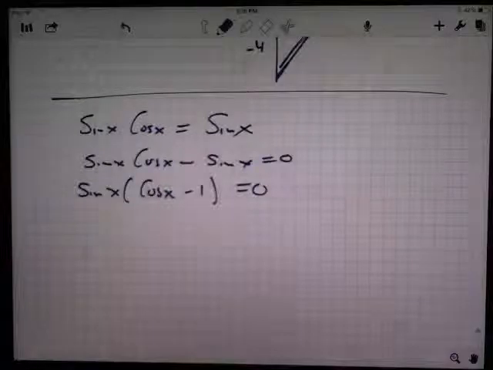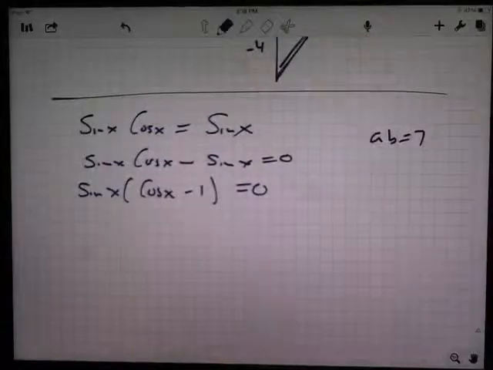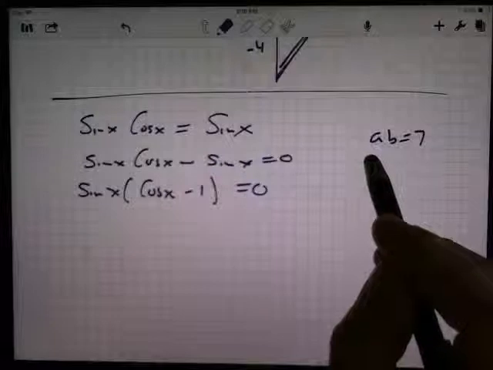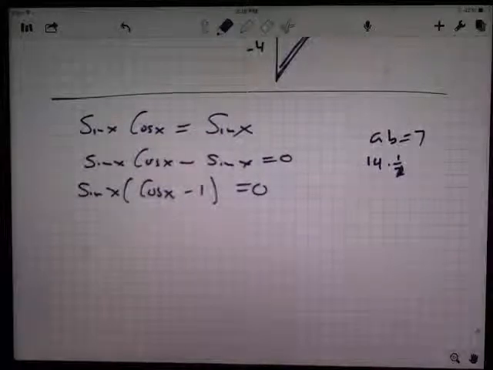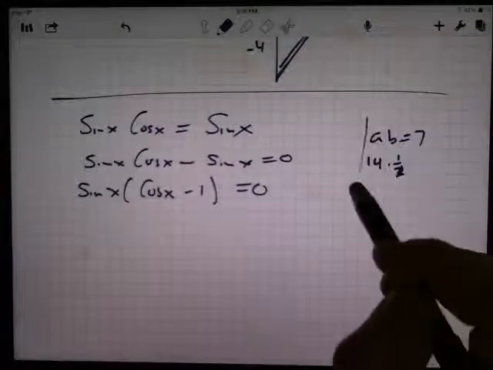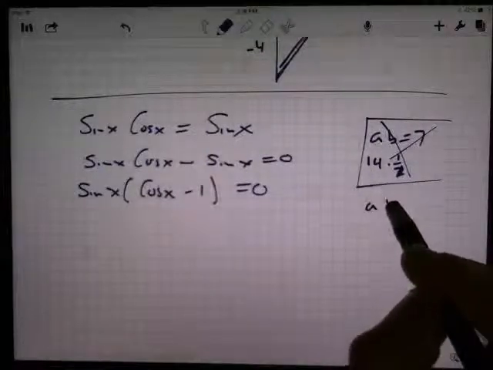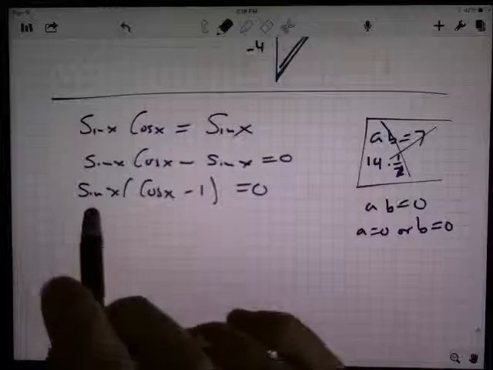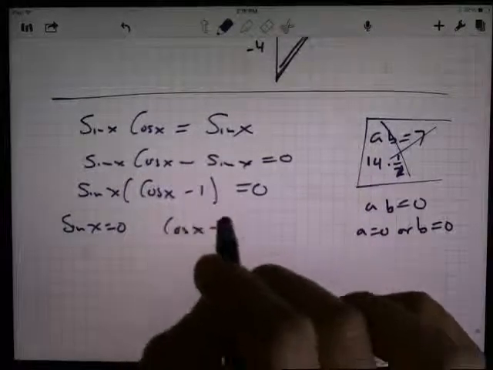That's not true about any other number. If you've got two numbers that multiply to be 7, A times B equals 7, what does that tell you about either A or B? It doesn't tell you anything. Sometimes people say, well, one of them's 7 and one of them's 1. How about 14 times a half? That's 7. Or how about a million times a million divided by 7? That's 7. If it's equal to something other than 0, there's nothing you know. But if a times b equals 0, then either a equals 0 or b equals 0. There's no other options. So here I've got a product equaling 0, so I know that either the sine of x equals 0 or the cosine of x minus 1 equals 0.